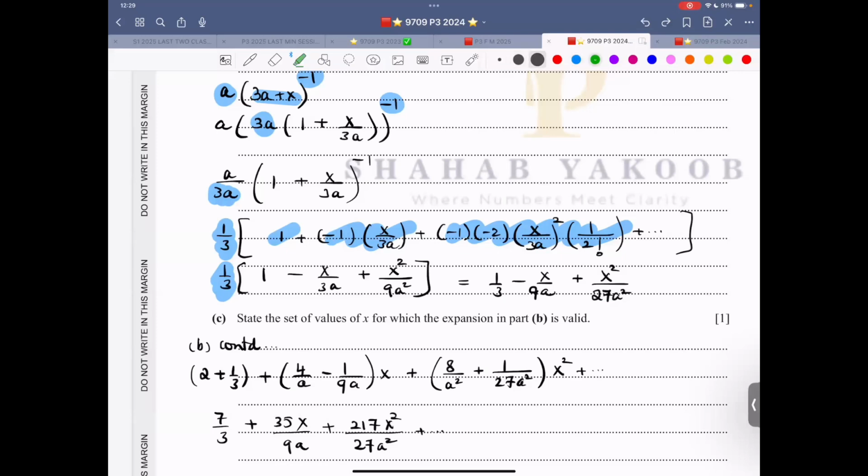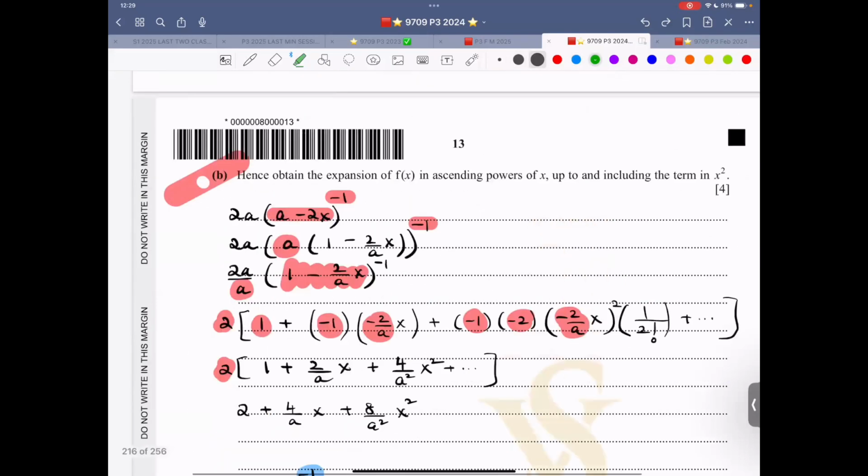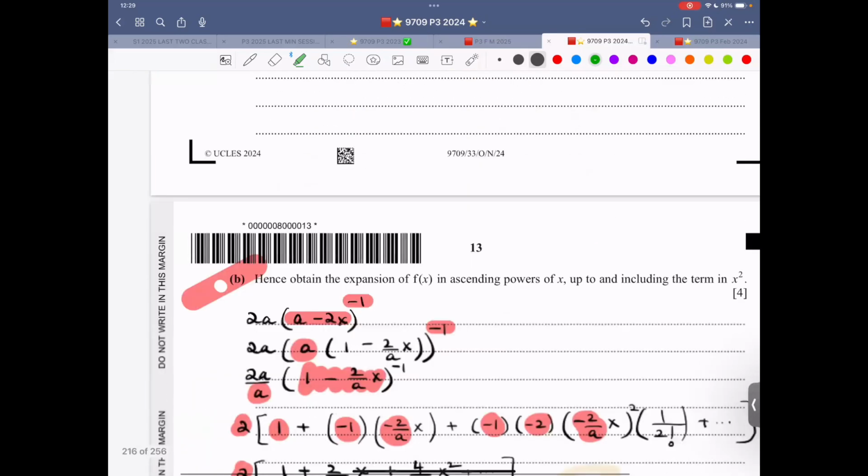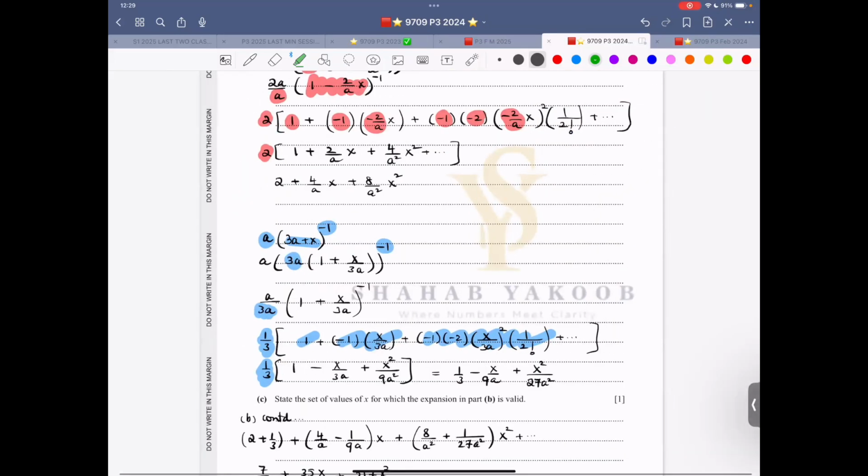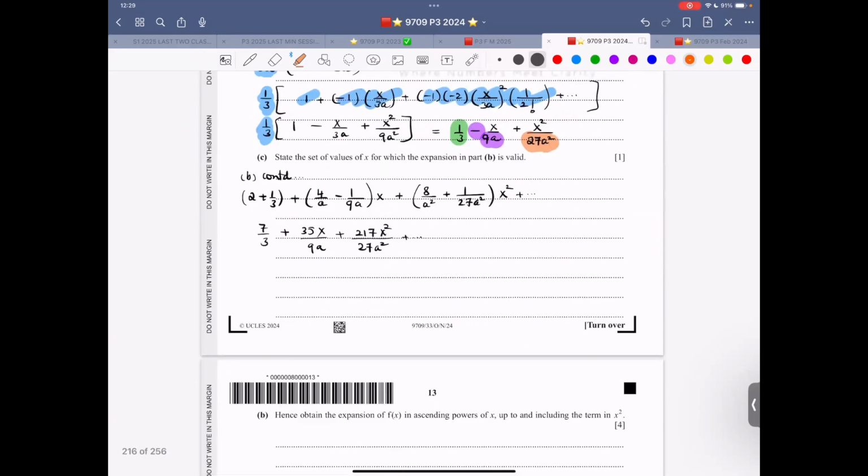So now let me choose 3 colors. I need to add them up because there is a plus sign in the middle. So therefore, let me minimize it. This 2 will be added to 1/3. And this 4 over a, the x term, should be added to -1 over 9a. And then the third part, the orange 8 over a square, will be added to 1 over 27a square. So just double check. 1 over 27a square and 8 over a square, that gets added up. The purple one, 4 over a minus 1 over 9a.